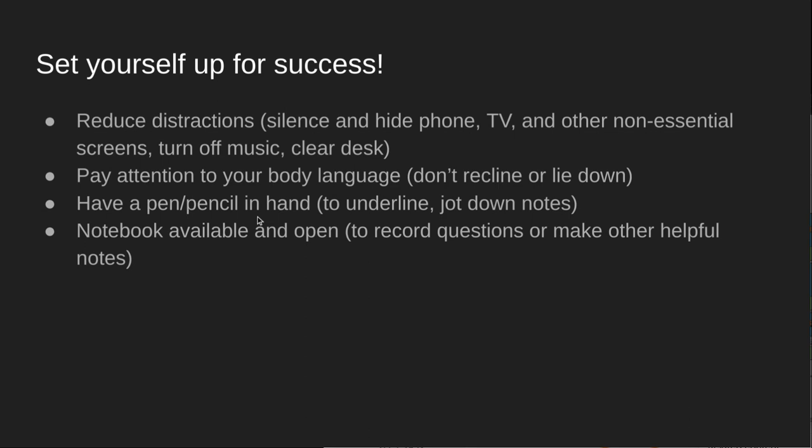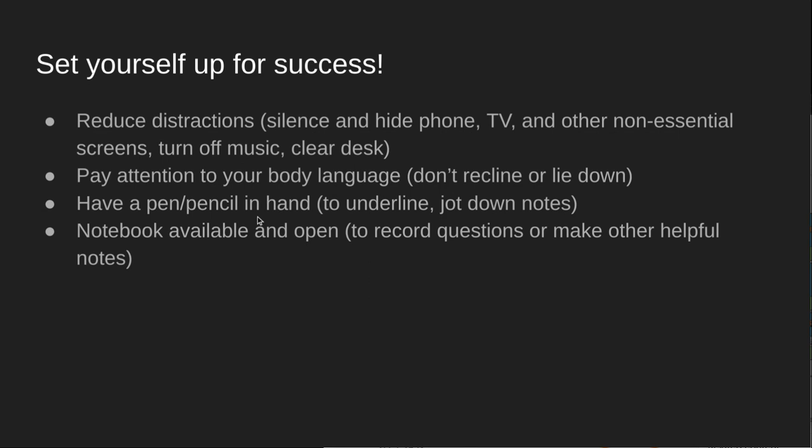But a pen or a pencil is better, so you can circle and write and underline and do those things. And then you want to make sure that you have a notebook available and open. This is particularly important if you're using a digital version of the text where you can't necessarily annotate in the book itself. So you want to make sure that you have a notebook open by your side, ready to go, so that you can jot down questions that you might have about what you're reading.